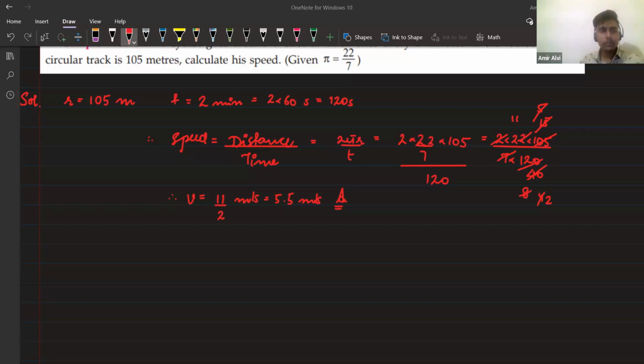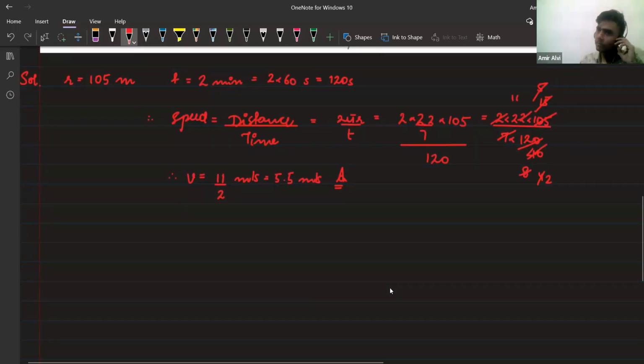Sir, I think there's a bit of an error in the answer. Why so? Because 7 is only dividing 22, then how do 7 and 120 get multiplied? Because it's not dividing the whole 2 into 22 into 105. Okay, so no, dear. Actually, this is called double division. It means that this is also a denominator, and this is the whole denominator. So this kind of questions, you can see this thing.